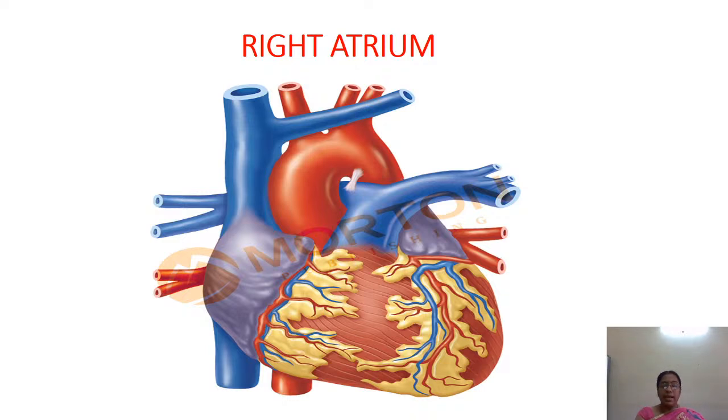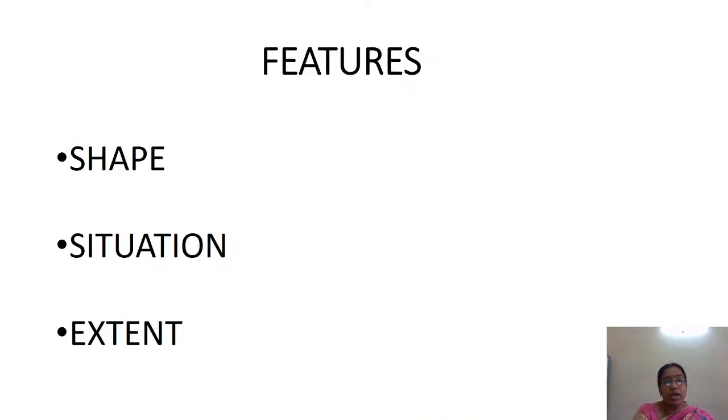So starting with the right atrium, because we know in the heart there are four chambers, that is right atrium, right ventricle, left atrium or left auricle, and one more, the left ventricle. So we will be seeing each chamber. Let's start first with the right atrium of the heart.